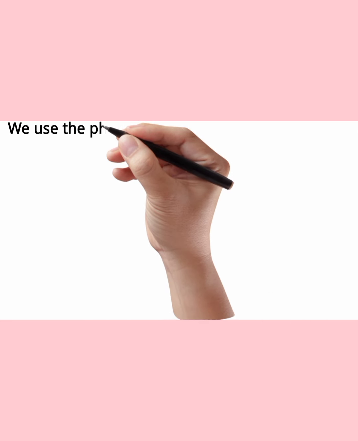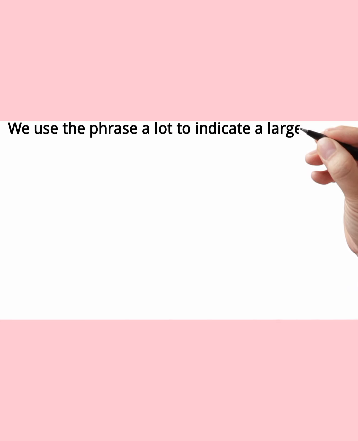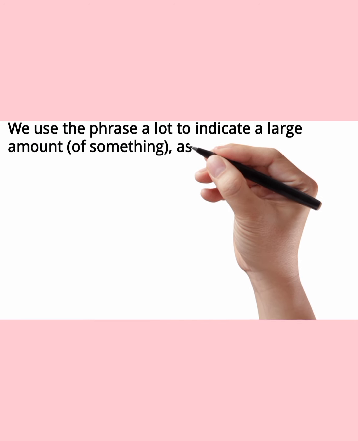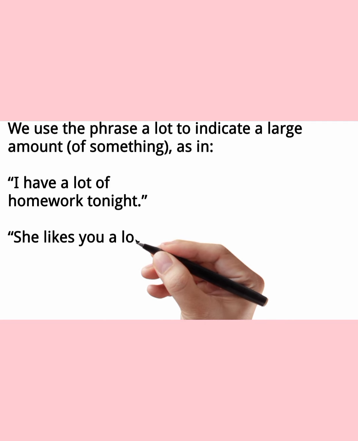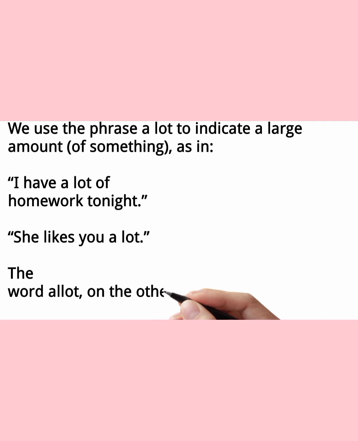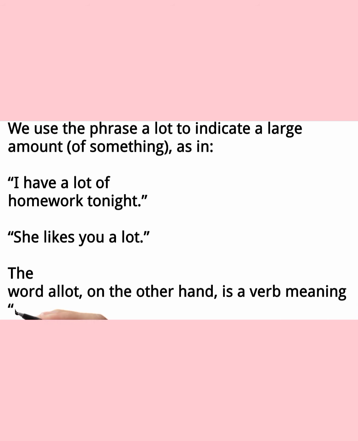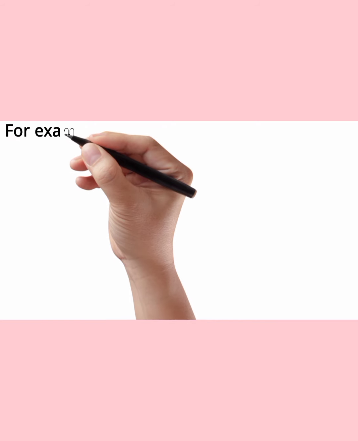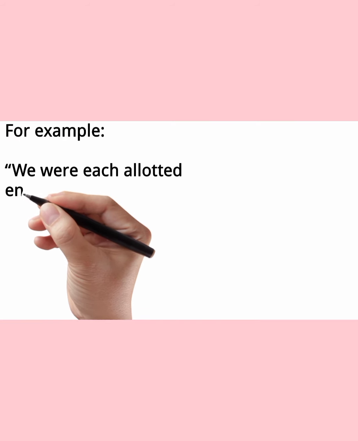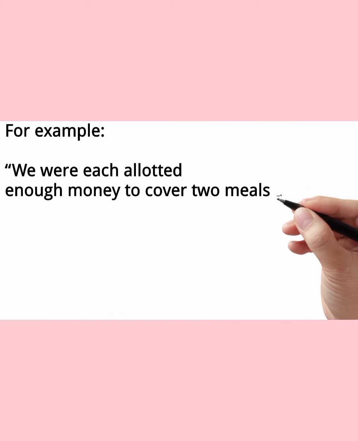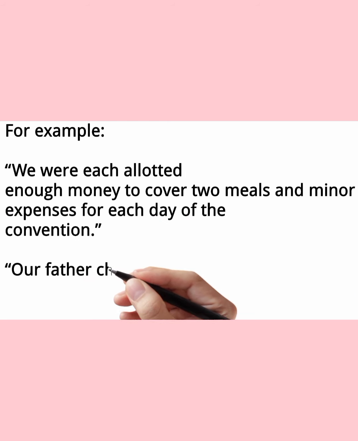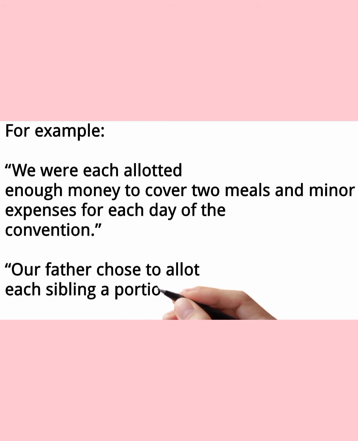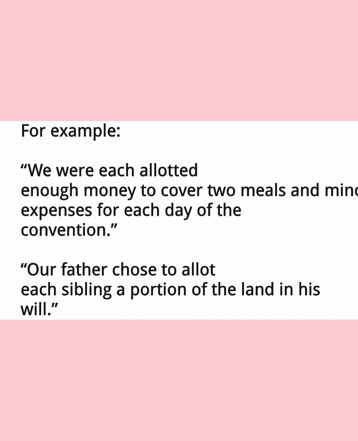We use the phrase a lot to indicate a large amount of something, as in, I have a lot of homework tonight. She likes you a lot. The word allot, on the other hand, is a verb meaning to distribute, assign, or allocate. For example, we were each allotted enough money to cover 2 meals and minor expenses for each day of the convention. Our father chose to allot each sibling a portion of the land in his will.